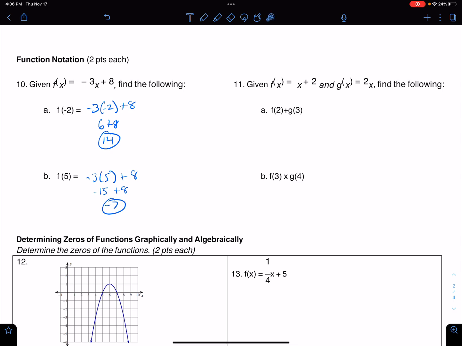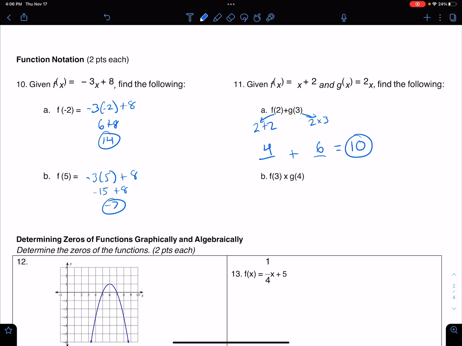Okay, the next one, don't get too confused or too stressed. I have two equations. Super easy. All I do is I plug in the first one into that, and I plug the second one into that. I get the answer for both, and I add them together. So when I plug this 2 into x plus 2, I get 4. When I plug the 3 into 2x, I get 6. So 4 plus 6 equals 10. So again, that was 2 plus 2, and that was 2 times 3. That's where I got both of those numbers from.